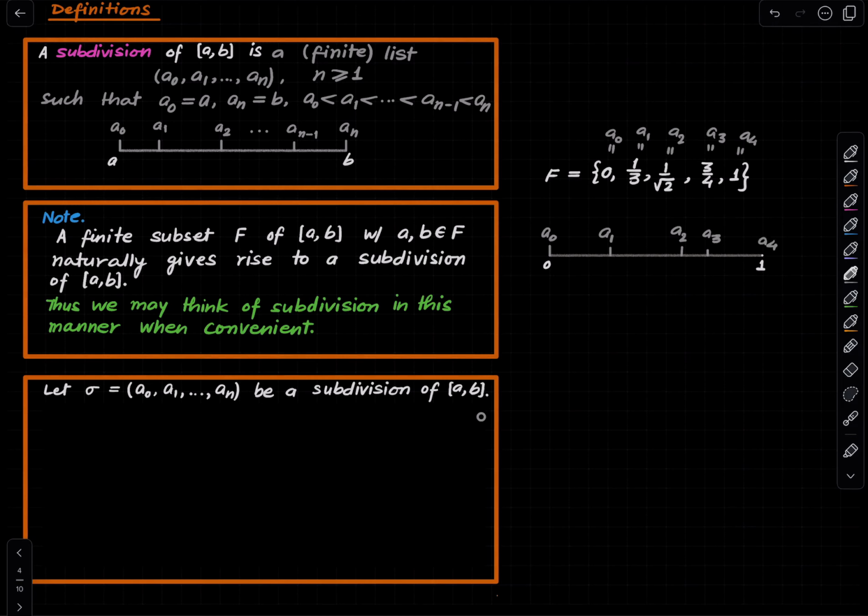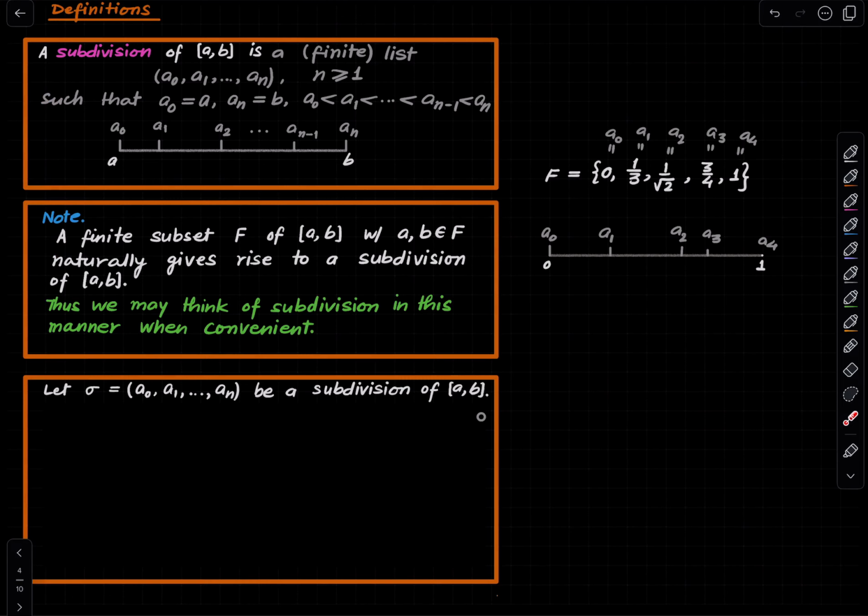So any finite subset of a closed interval which has both the left and the right endpoints naturally gives rise to a subdivision, and occasionally we will think of such a subset as a subdivision, because otherwise we would be introducing a notation or some sort of a correspondence between them. But since it is so clear already, there is no need to be too formal about it, right? So we will be nimble with these two pictures.